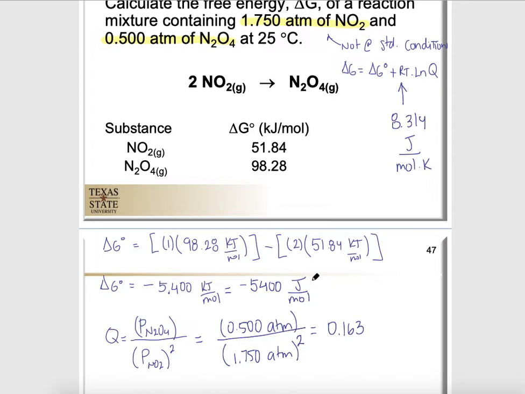All right, and I think now I'm ready to begin. Oh wait, one last thing, my temperature. I cannot just plug in 25 degrees Celsius. I need to have it in Kelvin. By adding 273, that gives me 298 Kelvin.